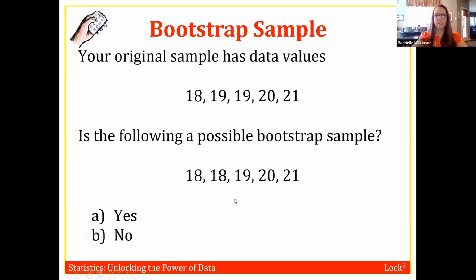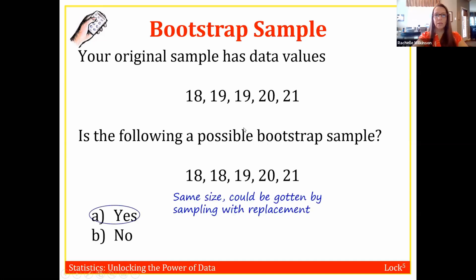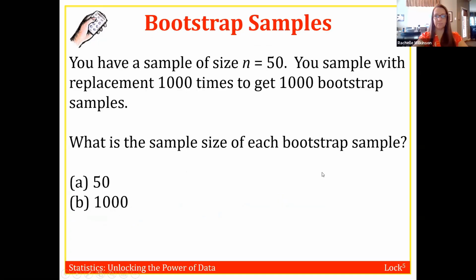Here's another one. Is this one possible? 18, 18, 19, 20, 21. Yes, this one is possible, because even though there are two 18s, since we're sampling with replacement, it is possible to get more than one of the same value from the original. So this one's a good one.